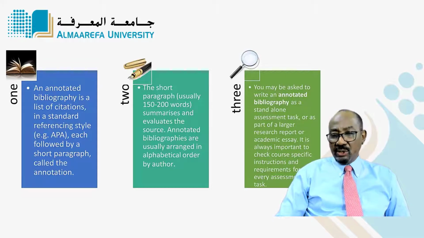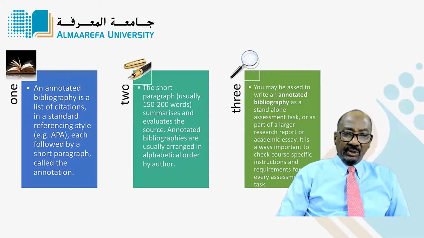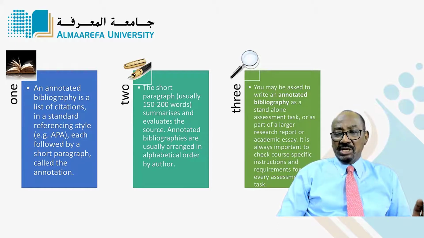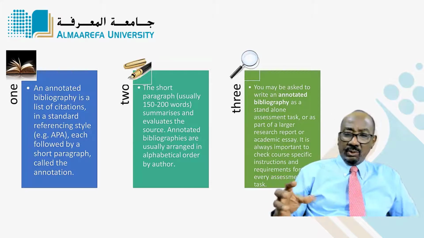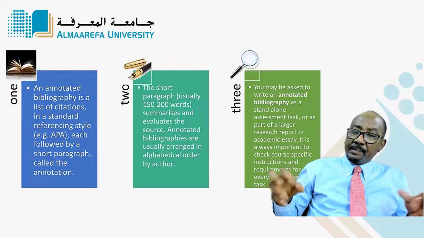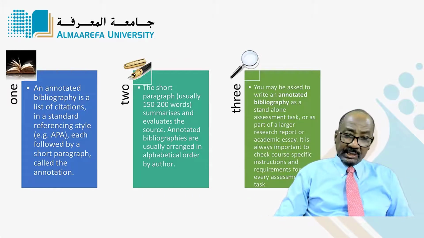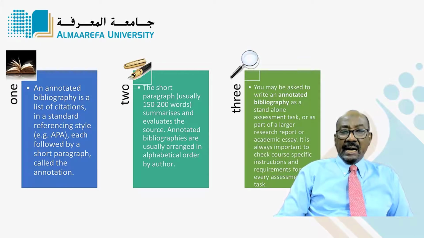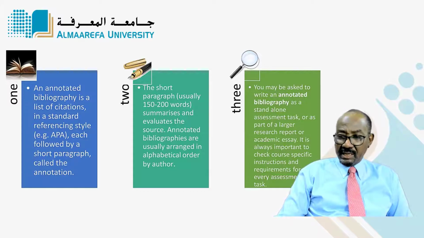If I go back to the first, I said an annotated bibliography. What's an annotated bibliography? An annotated bibliography is a list of citations in a standard referencing style, each followed by a short paragraph called the annotation. That is, so and so worked in this area and published this paper, and in their paper I put a note. This is called an annotated bibliography. The short paragraph, usually 150 to 200 words, summarizes and evaluates the source.